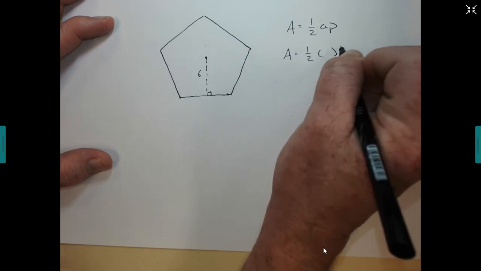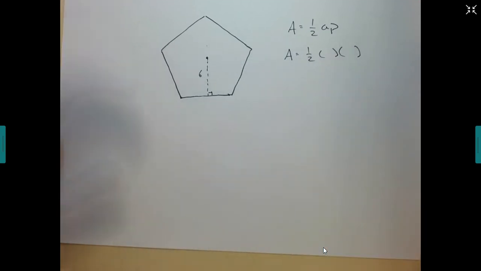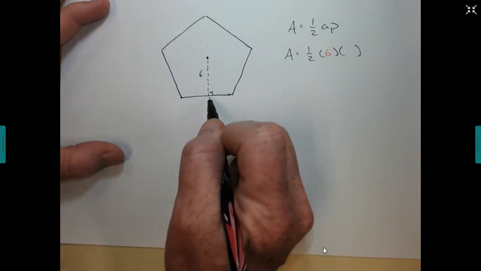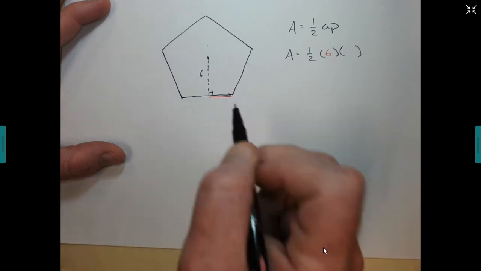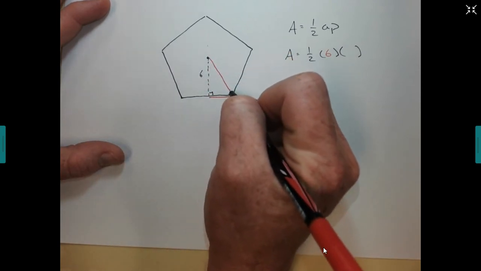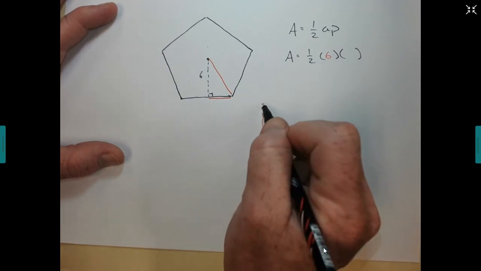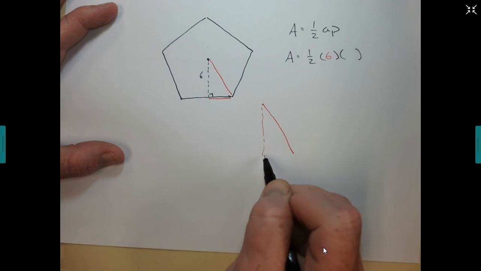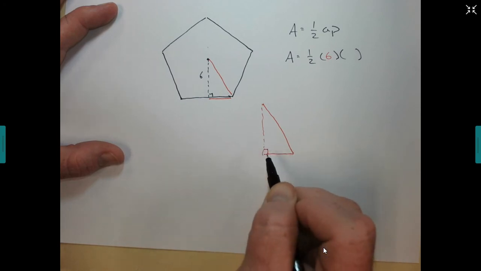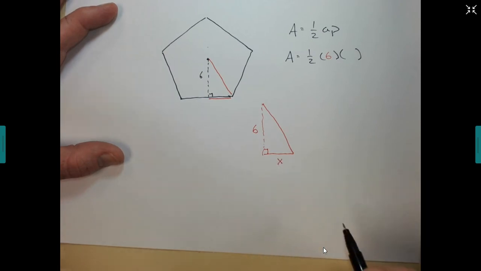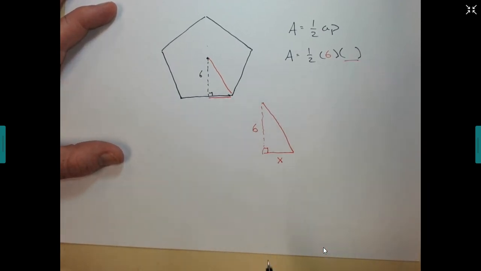Good news is, out of 2 things that I need to find, I've already found one of them. The apothem is 6. Now, if I want to find the perimeter, I need one of the sides. The way I'm going to do that is I'm going to find the bottom of that right triangle. The key to finding missing information in these regular polygon problems is going to come down to a right triangle. I know the apothem. I really want to find this bottom side so I can find the missing perimeter.